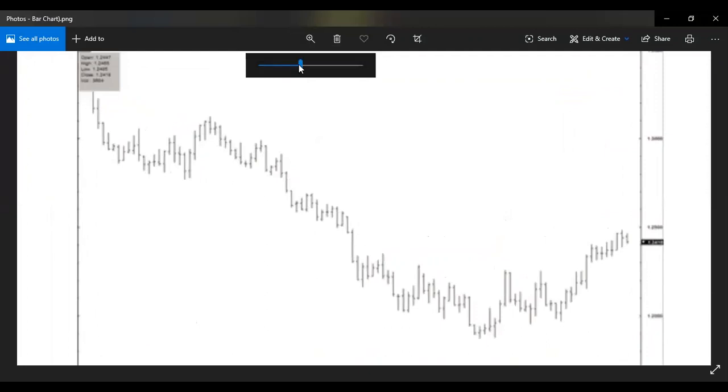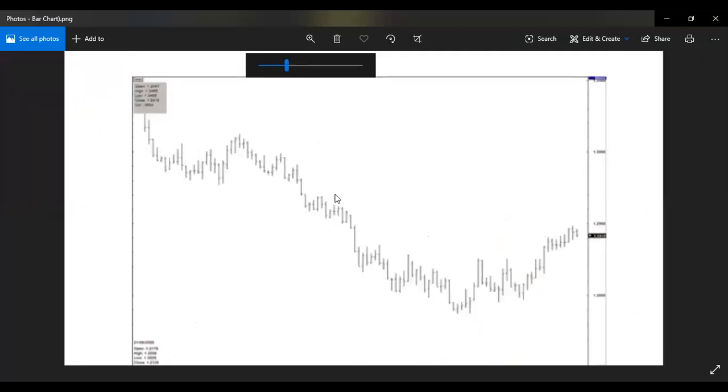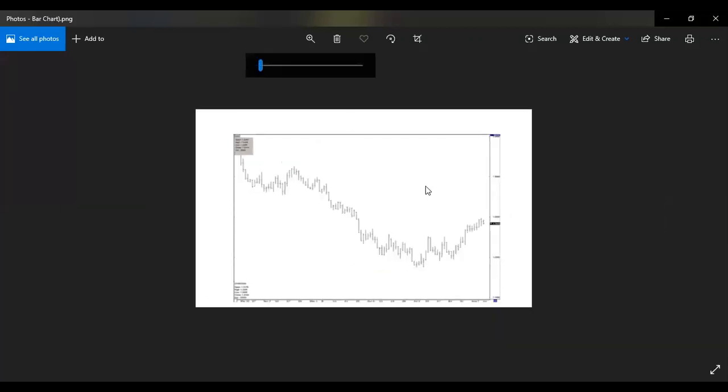I mean, for me, reading a bar chart is very difficult, so I don't normally use it, but this is how a bar chart will look. So I'll go back to the chart and show you how it's actually traded, right? So that is the second chart in currency trading or any trading.